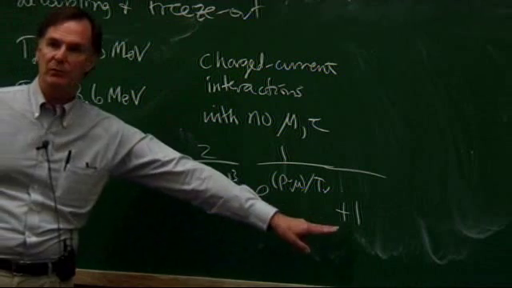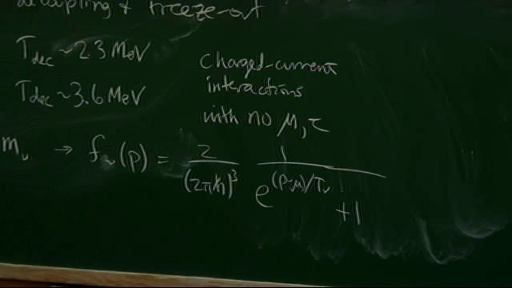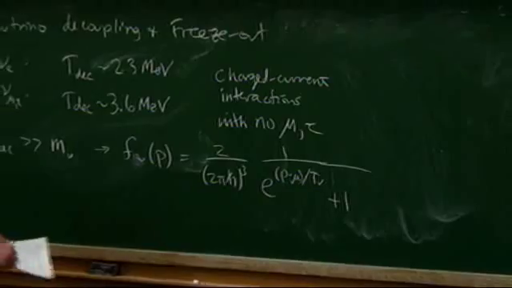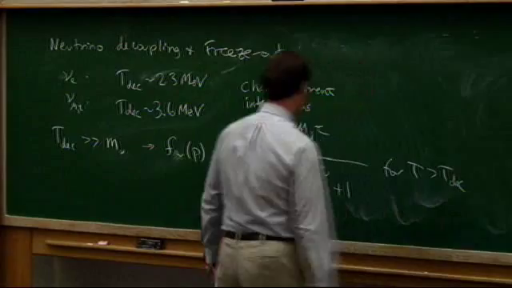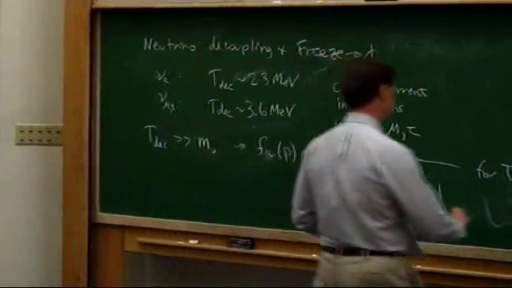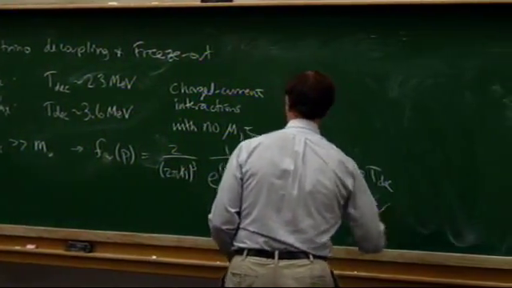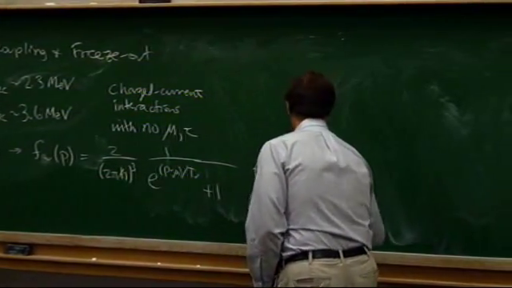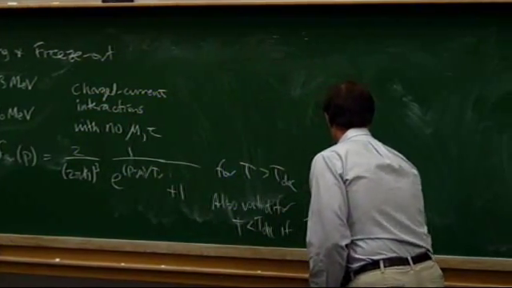Now, I cannot ignore the plus 1. I can't ignore the plus 1 when the decoupling temperature is large. This is for T greater than T decoupling, of course. But the amazing thing, this is also true for T less than T decoupling, if this neutrino temperature is T decoupling.